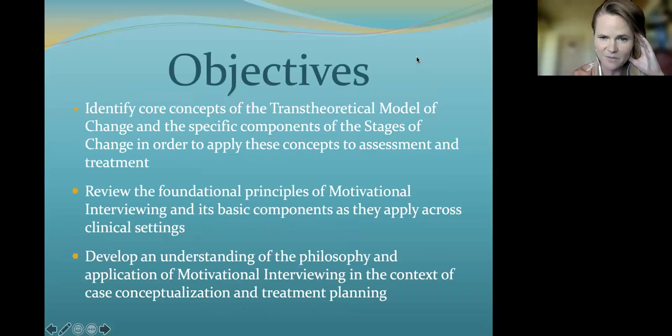as well as the specific components of the stages of change in order to apply these concepts to assessment and treatment. We're going to review the foundational principles of motivational interviewing and its basic components as they apply across clinical settings. And we're going to develop an understanding of the philosophy and application of MI in the context of case conceptualization and treatment planning.